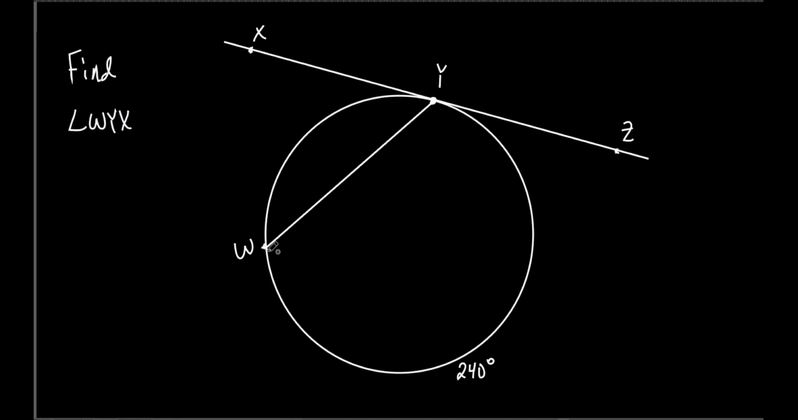All right, so let's figure out which one that is. Let's do it in a different color. We'll go pink, since Simone likes the pink. WYX. So we're trying to find that angle right there. Well, we just learned something. What did we learn? We got a secant and a tangent. The angle that's formed between that secant and the tangent cuts off an arc, doesn't it? It cuts off this arc from there to there.